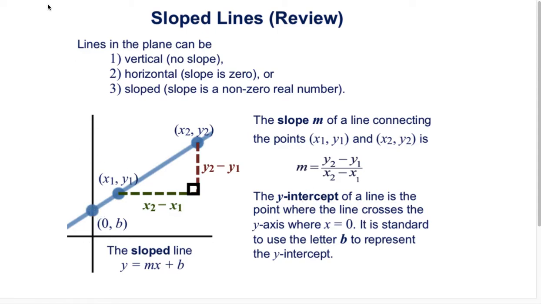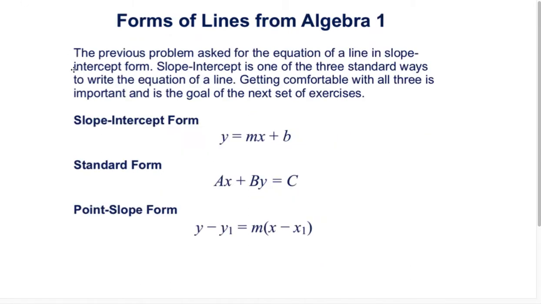Okay, all right, so let's begin. There are three different forms in Algebra 1 when you're writing a line. You can either write it in slope-intercept form, more notably known as y equals mx plus b. You can write it in standard form, ax plus by equals c, or you can write it in point-slope form, y minus y1 is equal to m times x minus x1.